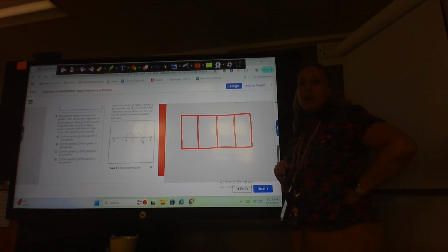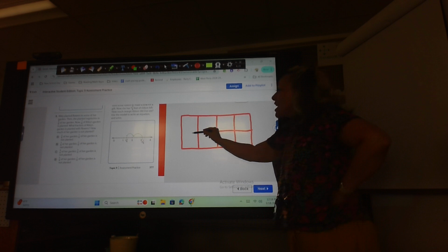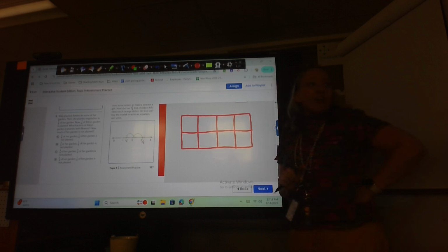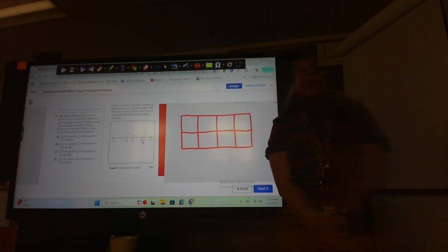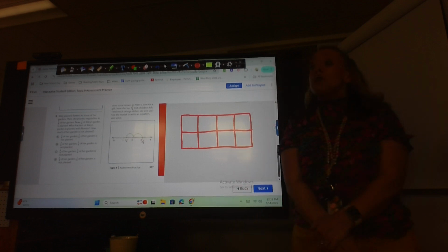Now what am I going to do? Yeah, I'm going to draw a line right down the middle. How many sections do I have there? Show me where you just drew that. Finish it. Now, we are going to draw in those sections what it says there.